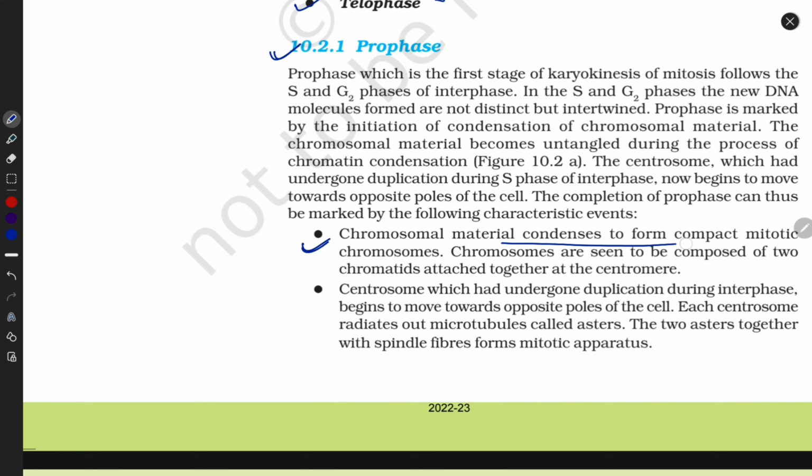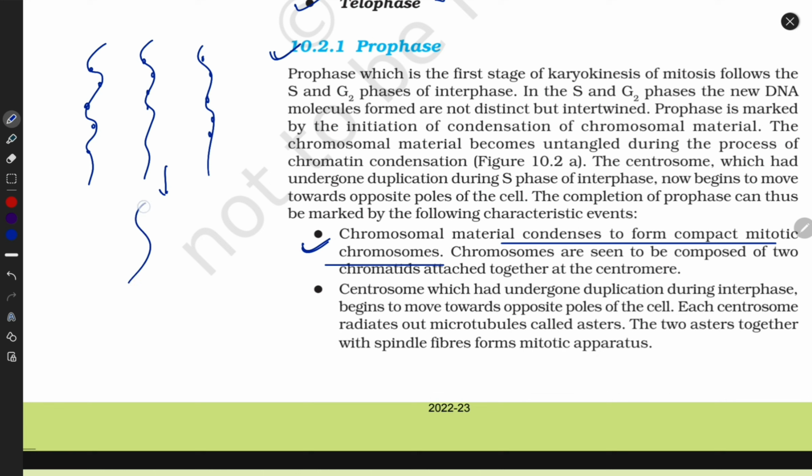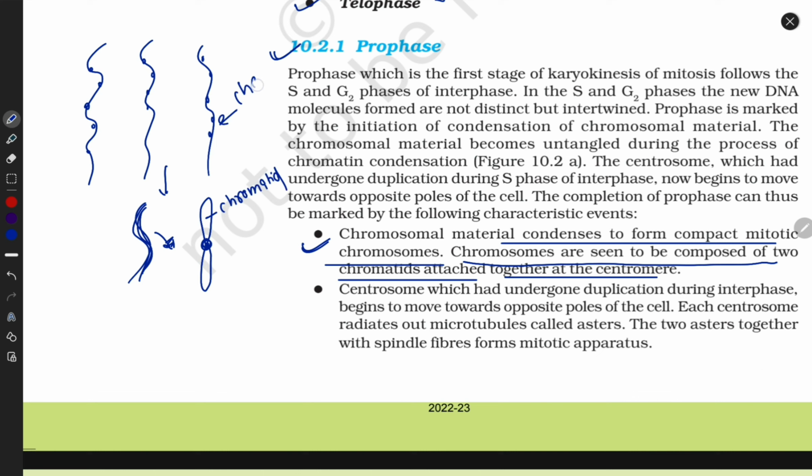Chromosomal material condenses to form compact mitotic chromosomes. In the starting phase it is chromatin, which is bead-like, thread-like in structure. At the start of prophase they compact. Chromosomes are seen to be composed of two chromatids attached together at a centromere. The compactness looks like this: this is the centromere, and this is the chromatid. These are the chromatin.